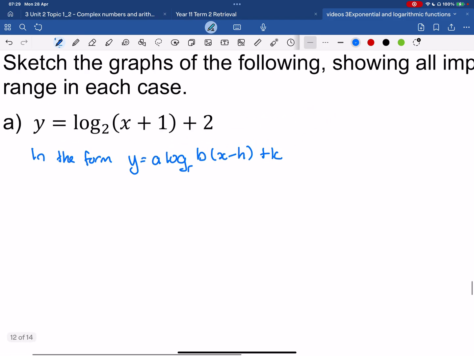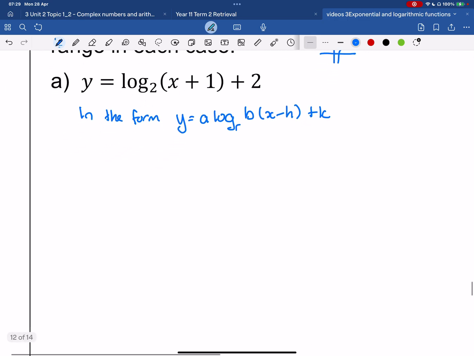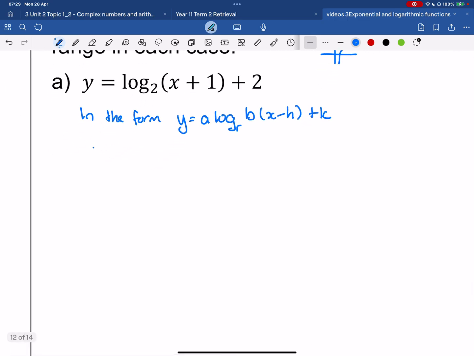And we're going to remember to ourselves that a positive log graph looks something like that. And if you can remember that, you can always figure out what it would look like if it has been reflected in your x or y axes. All right, so let's look here. We've got y is log base 2 of x plus 1 plus 2.